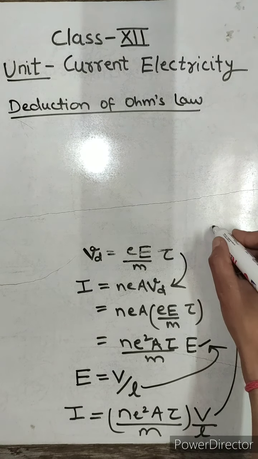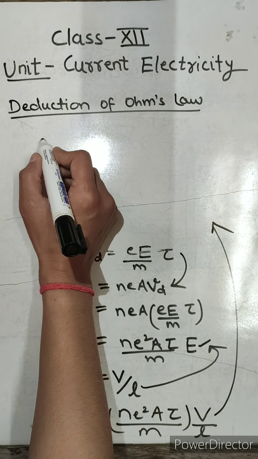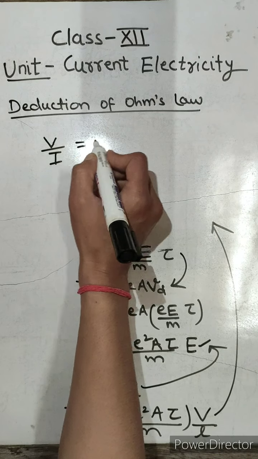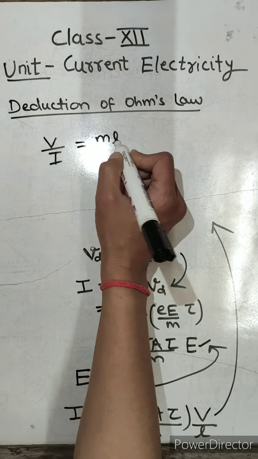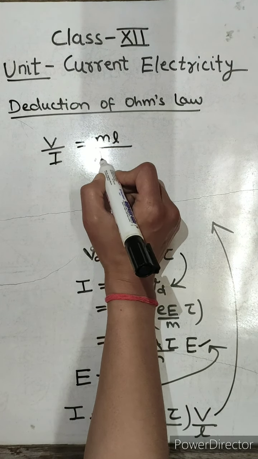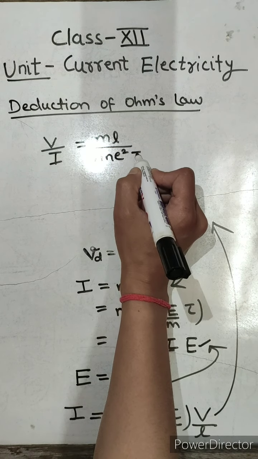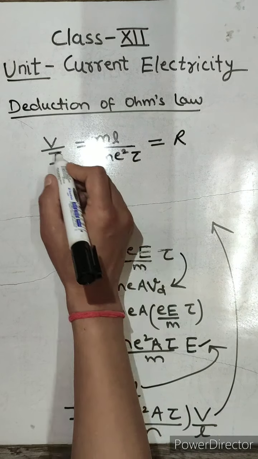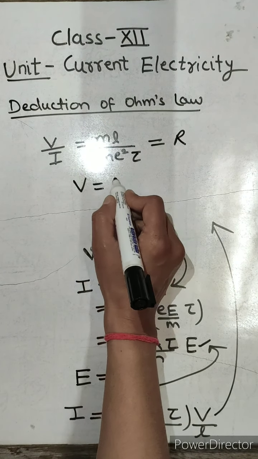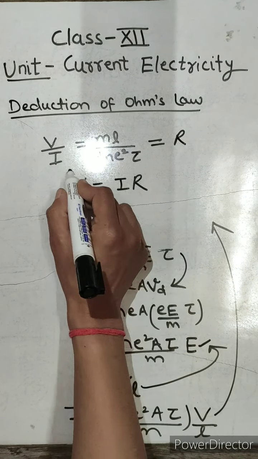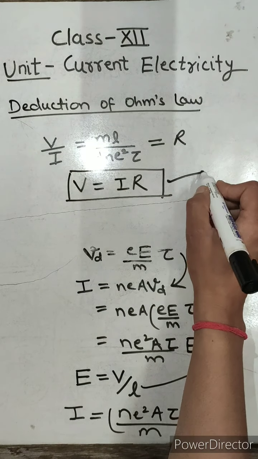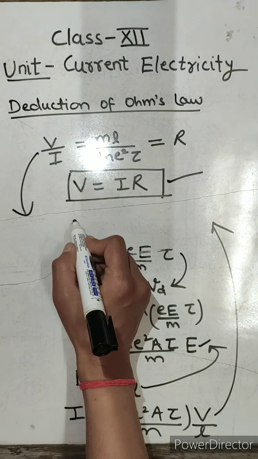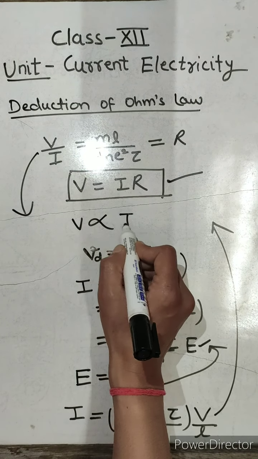So now coming here, we can say that V by I is equal to m L upon A N e square tau. Let's name it R. So we can get the equation V is equal to I into R. Hence the Ohm's law equation is proved, or from here only you can say that V is directly proportional to I.